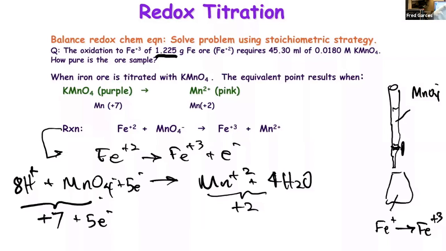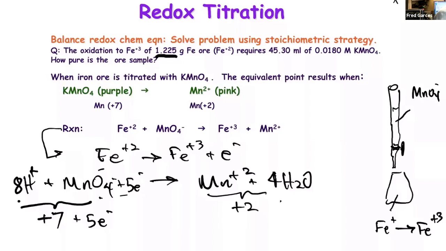I've got 8 hydrogens on both sides. I've got 4 oxygens on both sides. I've got 1 manganese on both sides. This side is positive 2. Sorry, let's see. The positive 8 and the negative 6. There's a negative 6 here, which makes that a positive 2. The positive 2 is okay for both sides. So that's our balanced equation.